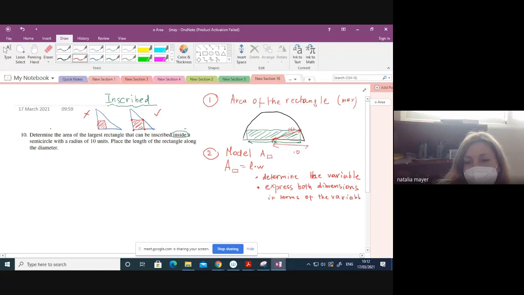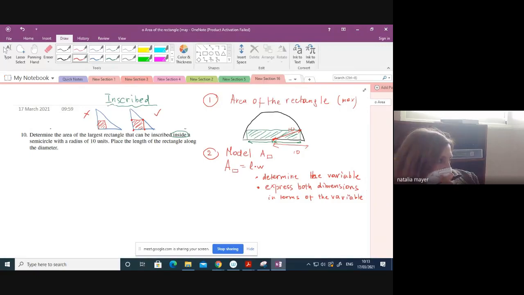Okay, your suggestions. Let's go for x as a variable. What do you think we should assign it to? Let's try width. No, it will be much easier if it's not width. So think about another option. The length of what?